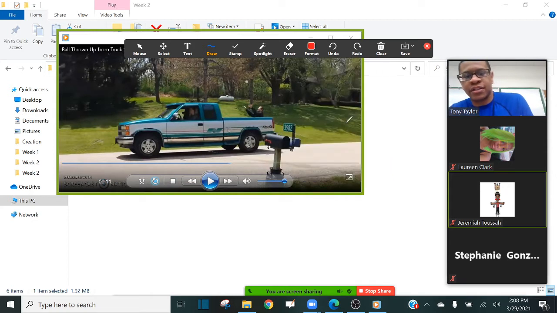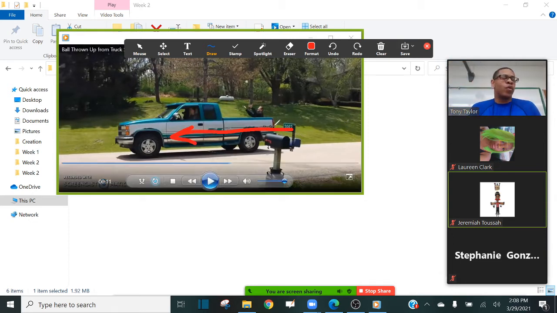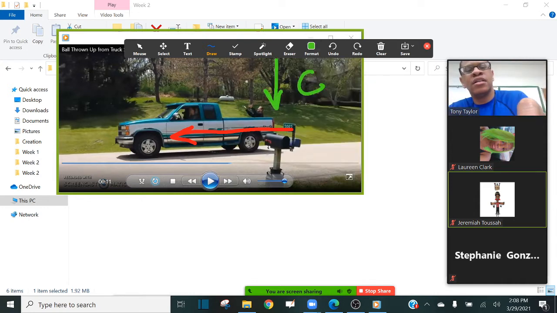Look closely, guys. Notice both the truck and the ball are moving in the x direction. But remember, guys, there are no forces acting in the x direction. Gravity only acts in the y direction. So since gravity only acts in the y direction, whatever's happening in the y direction has no impact on what's happening in the x direction. The two components are completely independent of each other.